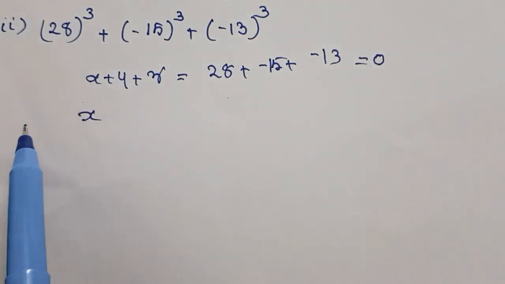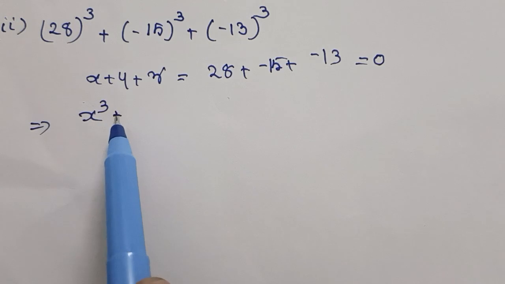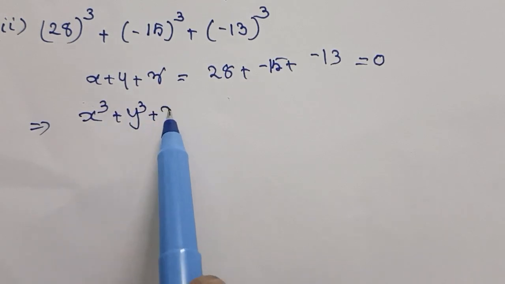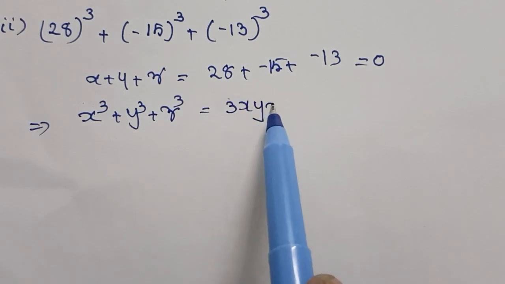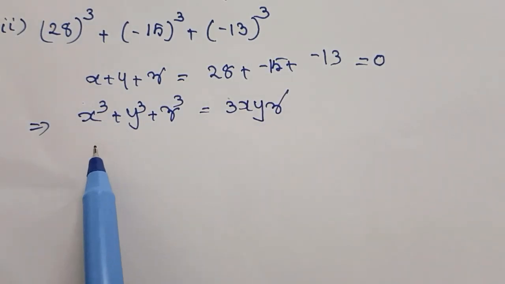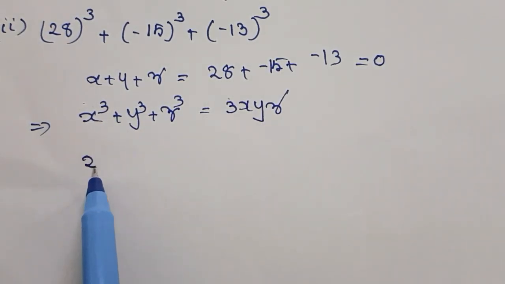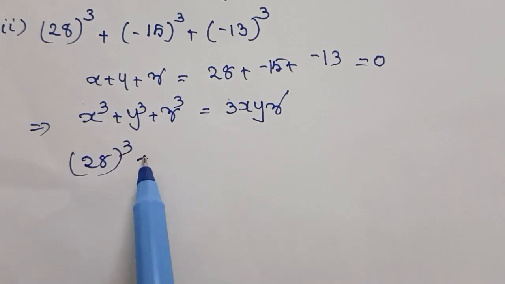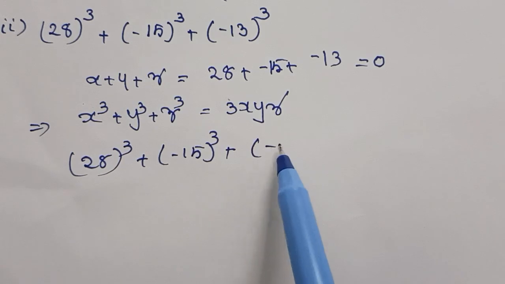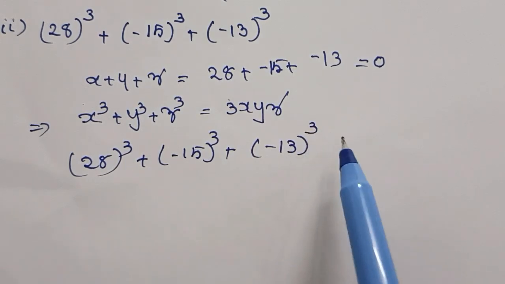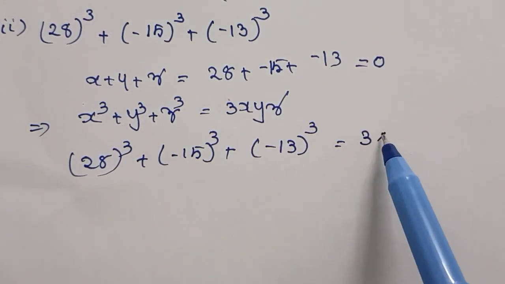Then we know that this implies x cube plus y cube plus z cube equal to 3xyz, isn't it? That is equal to, here it is 28 cube plus minus 15 cube plus minus 13 cube, that is equal to 3 into x.